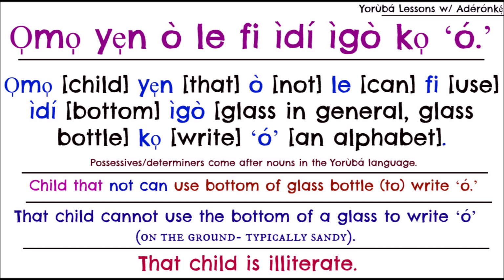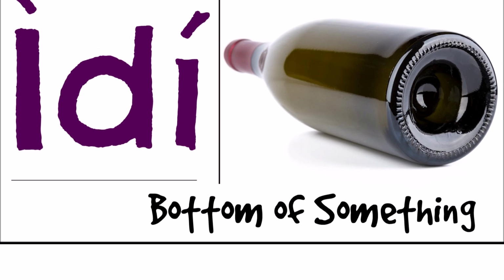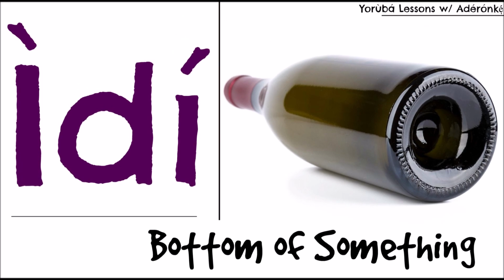What that insinuates is that that child is illiterate. Why is the child illiterate? Okay, I'm probably going to do a better explanation for you at this point regarding what that means, because I don't expect everybody to understand. If you look at the bottom of a bottle, it already has the O shape, especially a glass bottle. It already has the O shape.